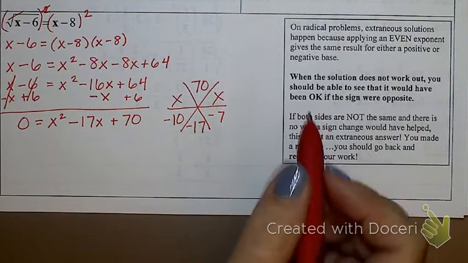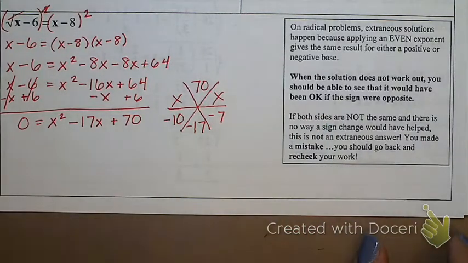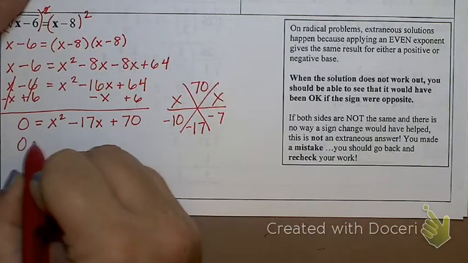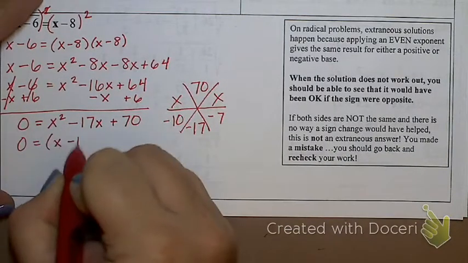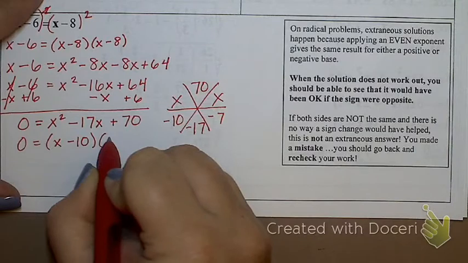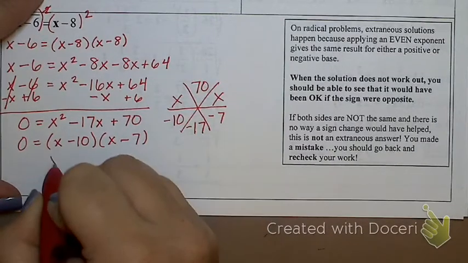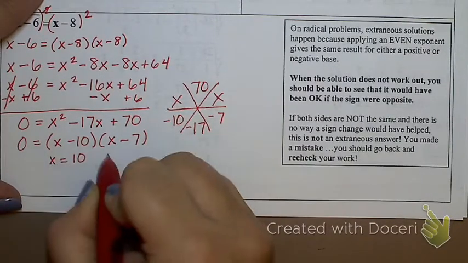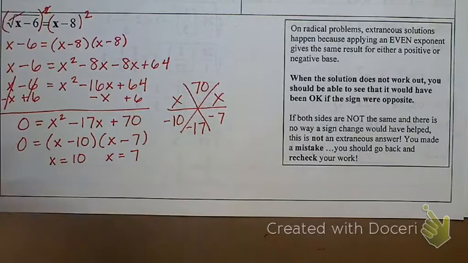Now some people will say, oh, my answers are negative 10 and negative 7. No, my answers aren't negative 10 and negative 7. Negative 10 and negative 7 are what go in the parentheses. Which means what about my answers? They're positive 10 and positive 7 when I end up setting them equal to 0.